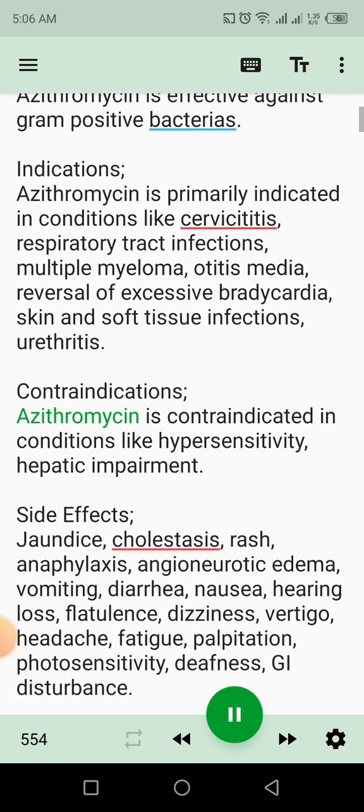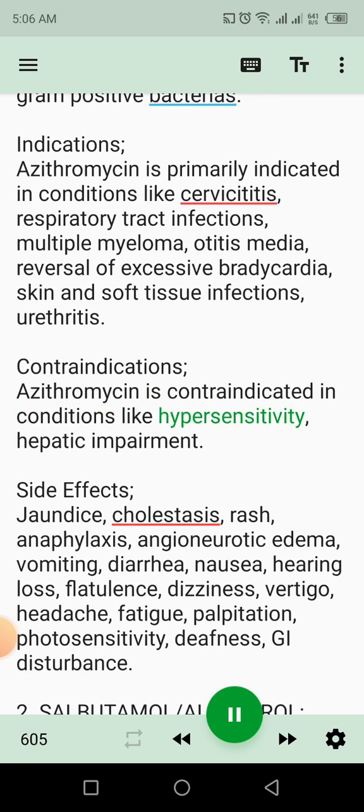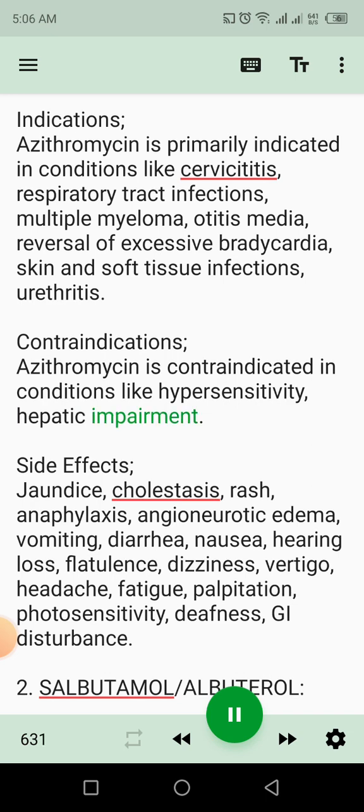Contraindications. Azithromycin is contraindicated in conditions like hypersensitivity, hepatic impairment.